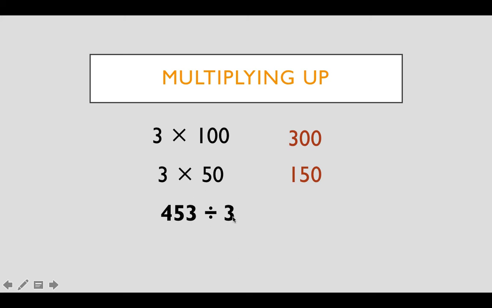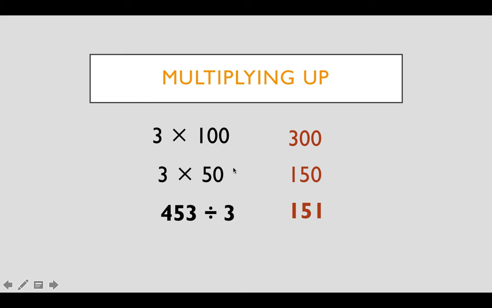How many 3's could I subtract? I could take one more out of that. So I should be able to get 100 groups of 3, 50 groups of 3, and then 1 group of 3, which should get me 151 groups of 3. So 453 divided by 3, I could find as 151 just by breaking this dividend, again, into smaller pieces and using 3 as a factor to multiply up.